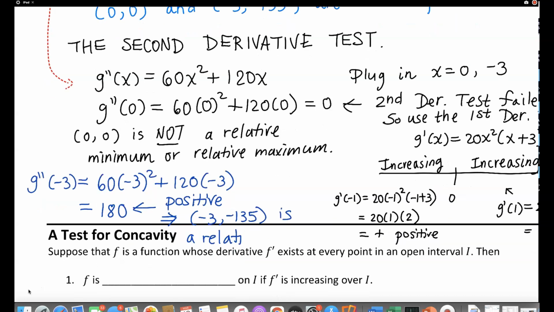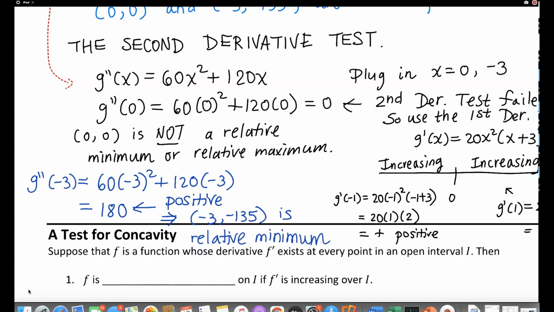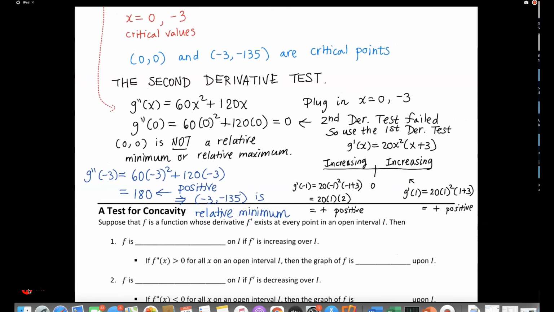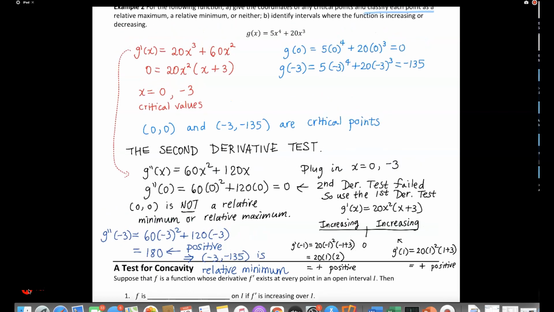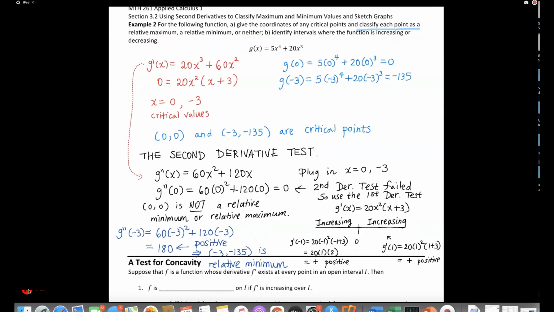This is a positive number, which implies that -3, -135 is a relative... This is relative what? Positive, so minimum. So unfortunately, 0, 0 was neither, but at least -3, -135 was a relative minimum. So did they ask us to graph it? No, they didn't, but they do want us to find where this is increasing or decreasing.